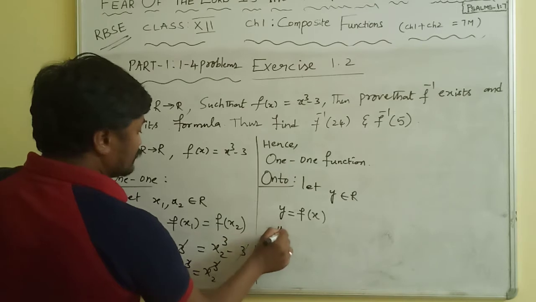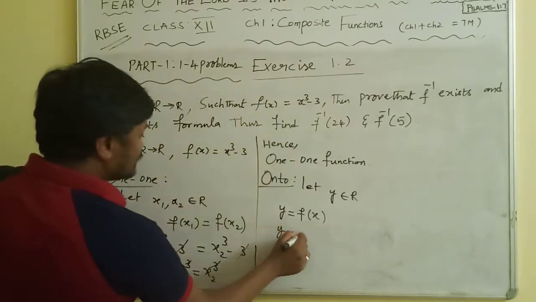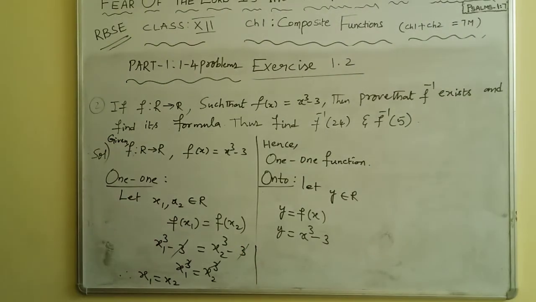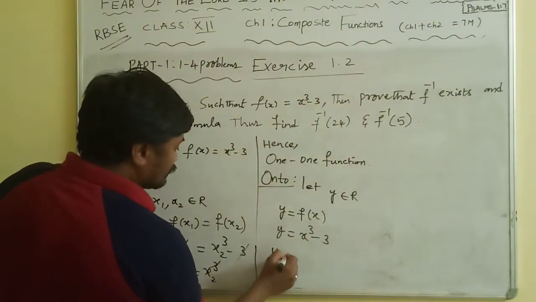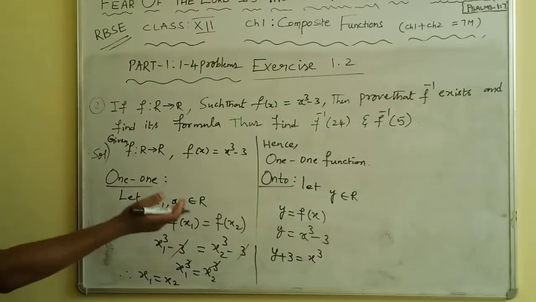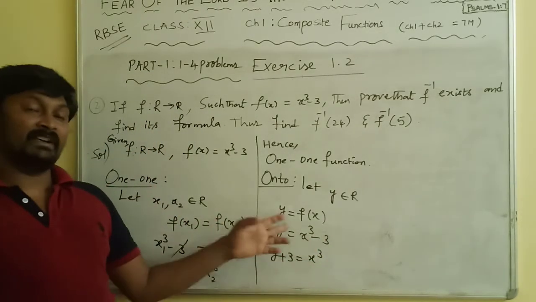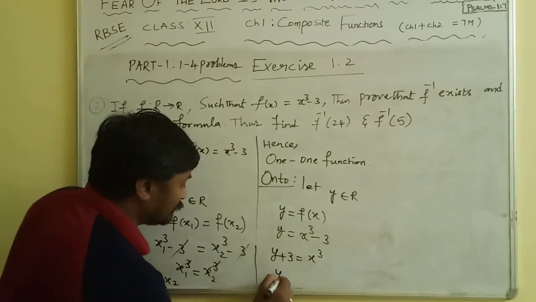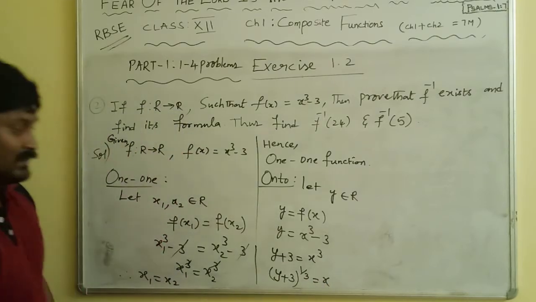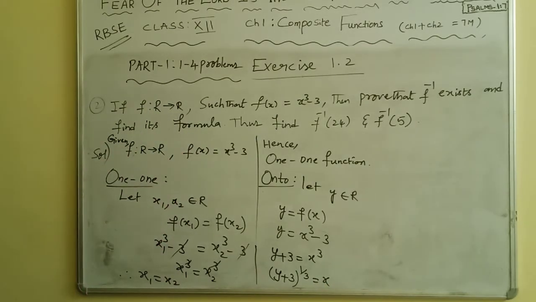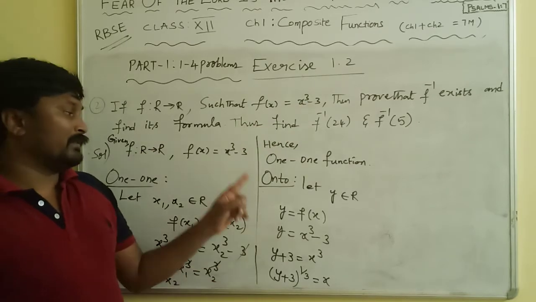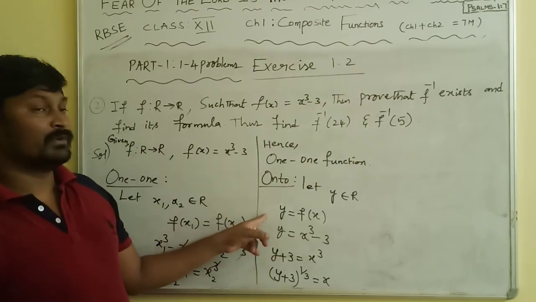So y is equal to x cubed minus 3. Now find the x value from this. Minus 3 goes to the other side as plus 3, so y plus 3 is equal to x cubed. The cube goes to the other side as power 1 upon 3. So y plus 3 whole power 1 upon 3 is equal to x. Now wherever x is in f of x, substitute this, and if we get f of x equal to y, then it is onto.